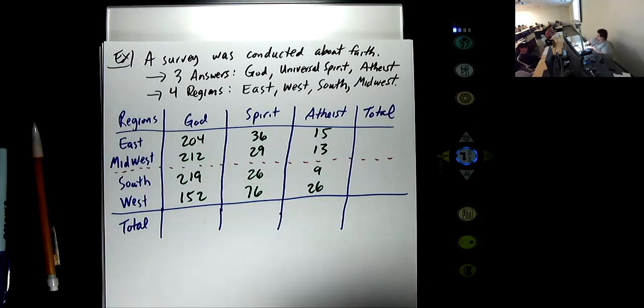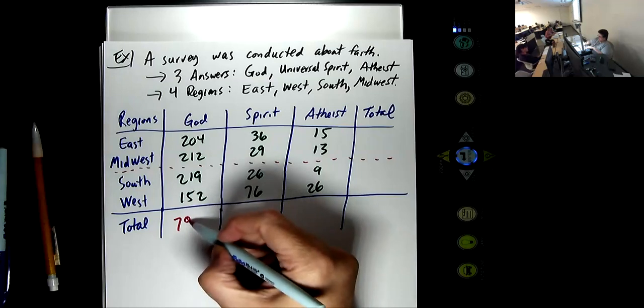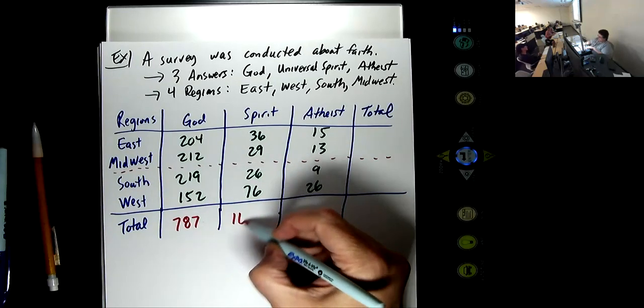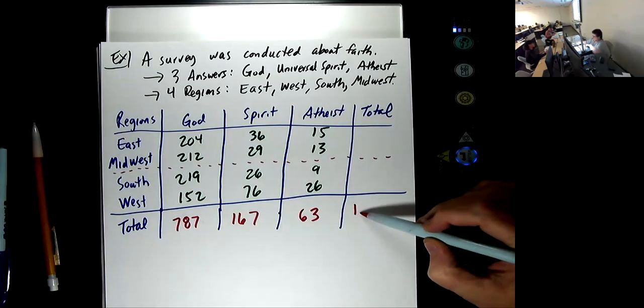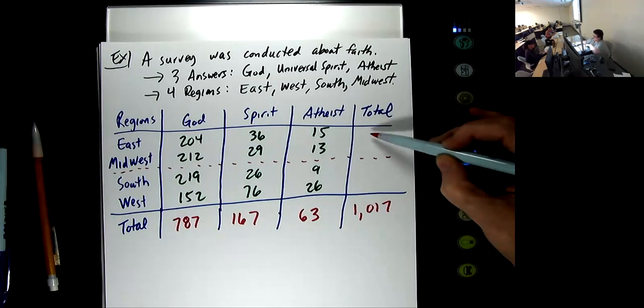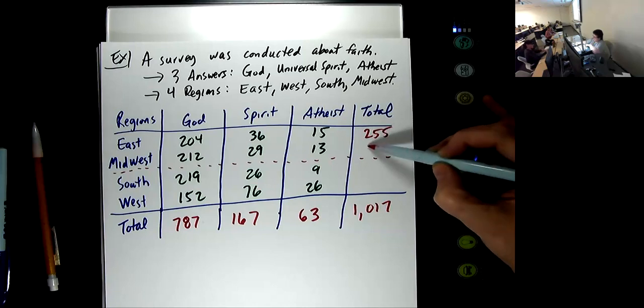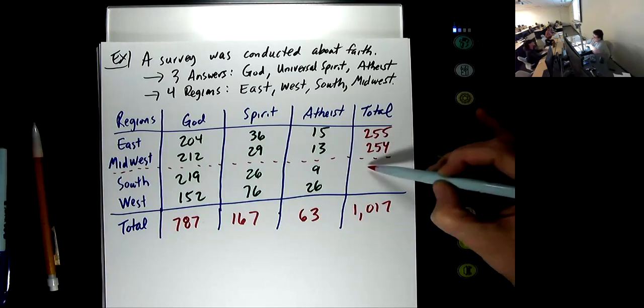All right, so the totals are, I got a 787 here. This is 167. This is 63. For a grand total of 1,017. The top row adds to 255 and the rest add to 254.